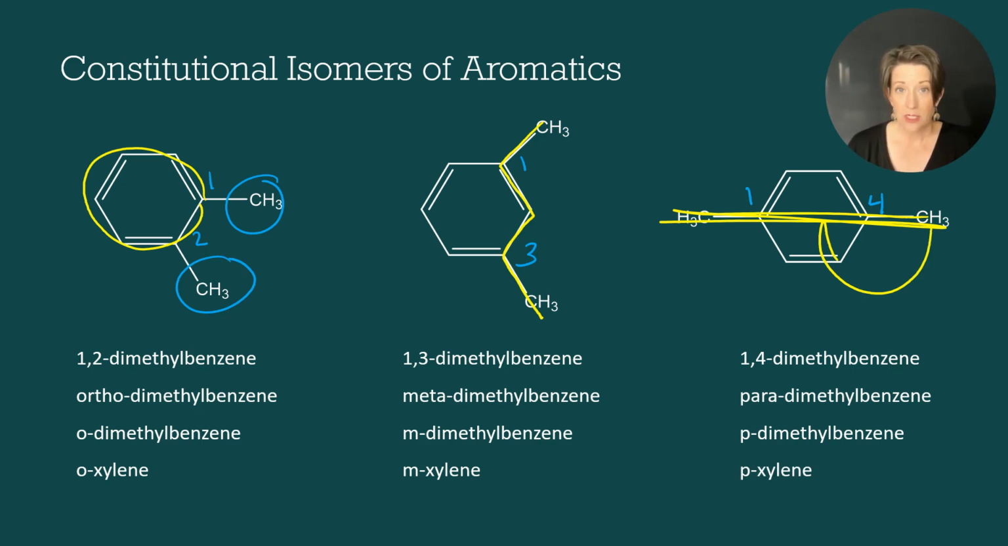Now for these special designations, we do not need to have the same groups. Those are just the examples I used. If we had a methyl and an ethyl, we would name it appropriately. So P-ethylmethylbenzene, as we have done with our aromatic naming previously.